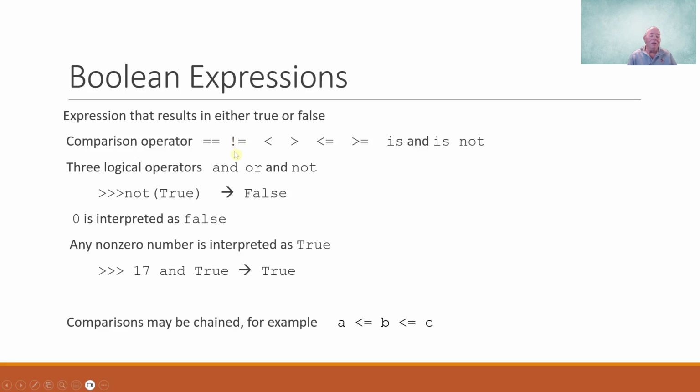And then when you see the exclamation point equal, and if you hear me say bang equal, that's just old Unix ways of saying that. Exclamation point equal means not equal. And then we got greater than, less than. You should be familiar with that. Then you've got less than or equal to, and then greater than or equal to. And then you've got is and is not.